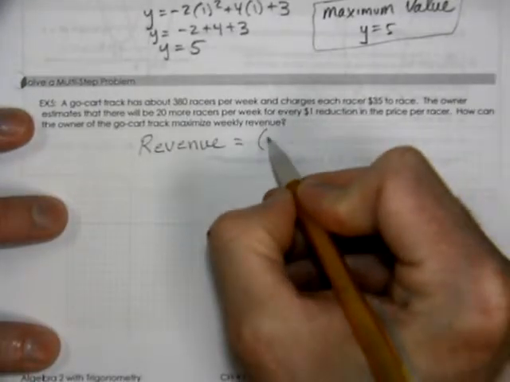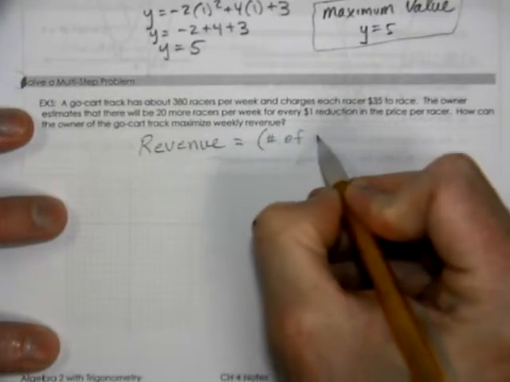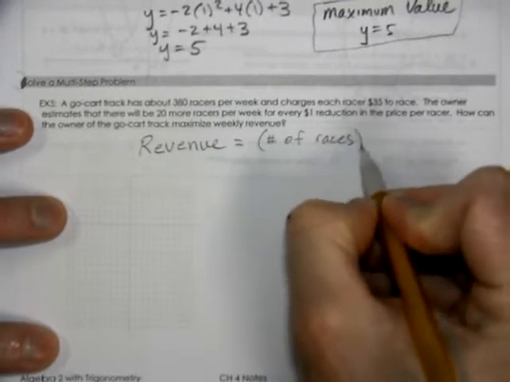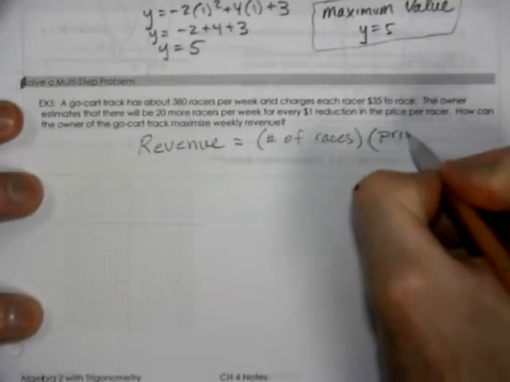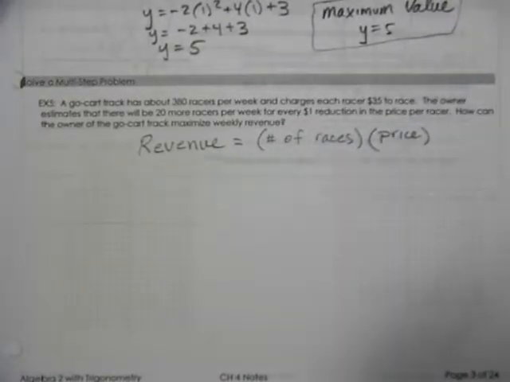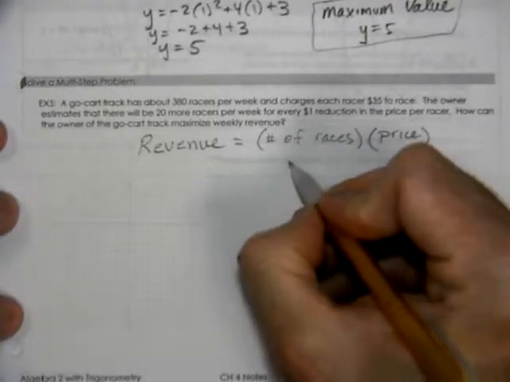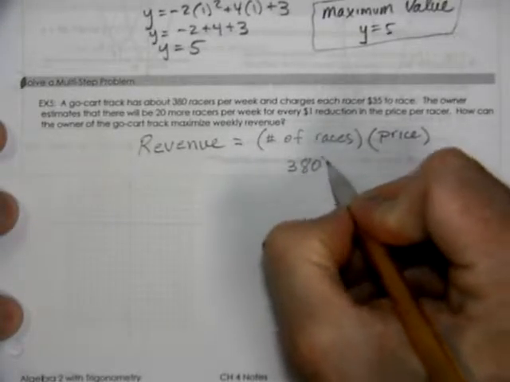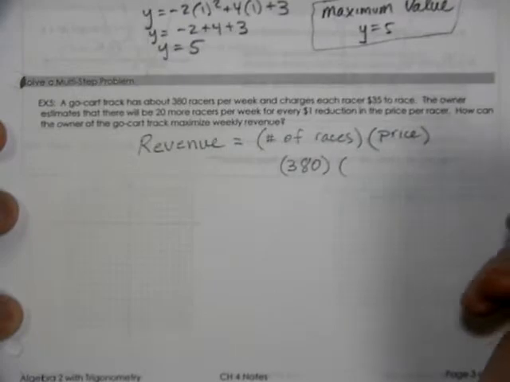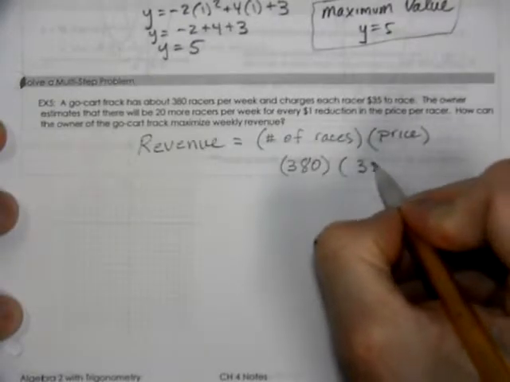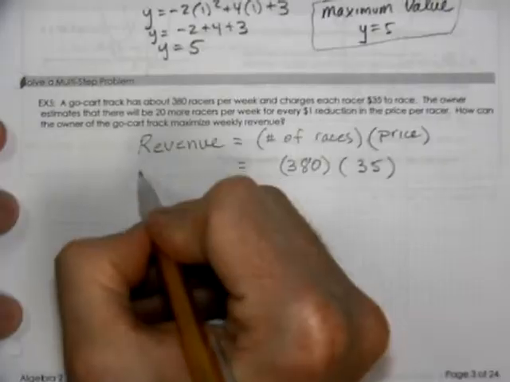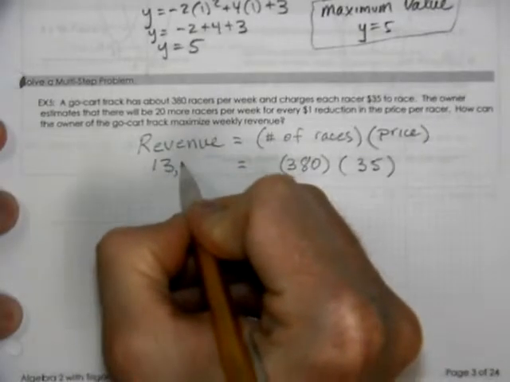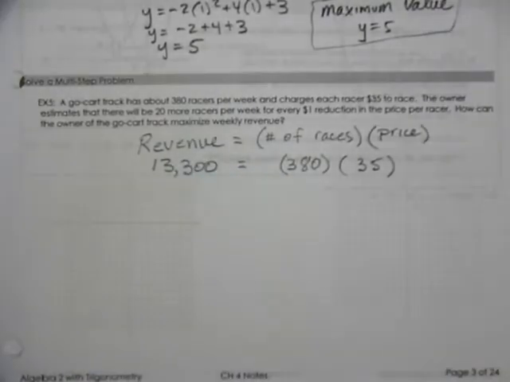That's going to be the number of racers times what? Times the price. So if we have 380 racers at a price of $35 apiece, with a calculator, we can see that that's 13,300.